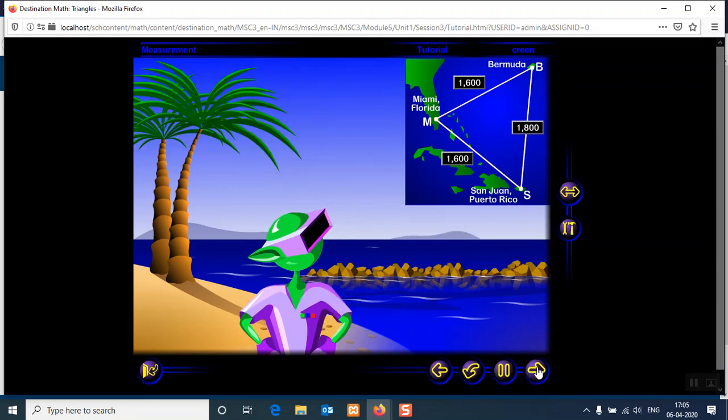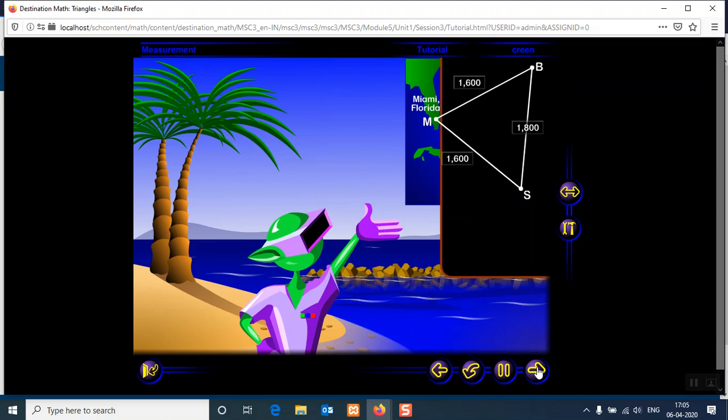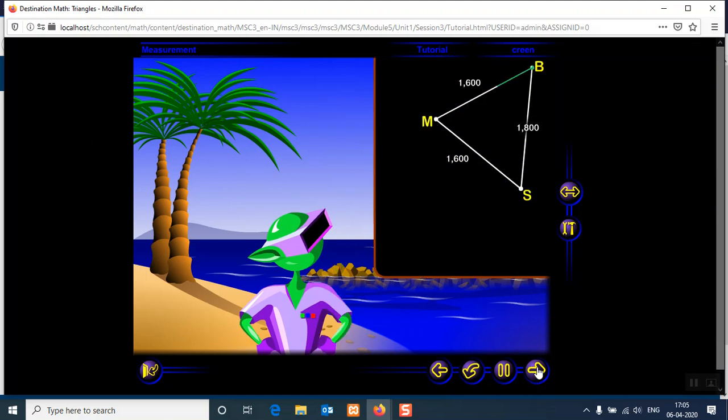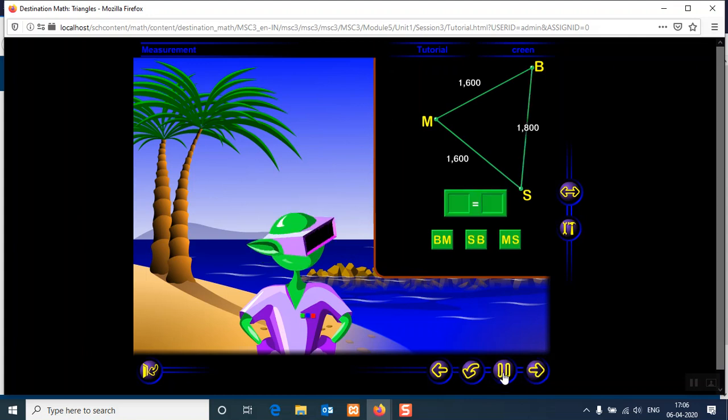Let's look at the triangle a little more closely. Using these labels, we can call this side BM, this side MS, and this side SB. Can you complete this statement about the lengths of the sides of this triangle? Again, here what we have seen is the progression to another level of our triangles topic for grade 5. So now we are just telling how to name the triangle.